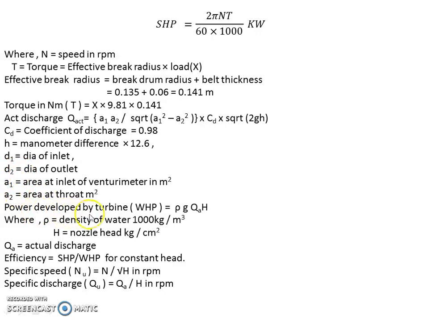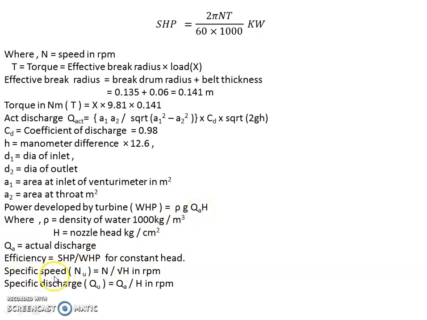Now we can find power developed by turbine, that is WHP, which is equal to rho g Qa into H. Rho is the density of water, which is 1000 kg per cubic meter, and H is the nozzle head in terms of meter of water. Qa is the actual discharge, and efficiency can be found out using the equation SHP, which we have already calculated, divided by WHP, and WHP can be calculated using the formula rho g Qa into H.